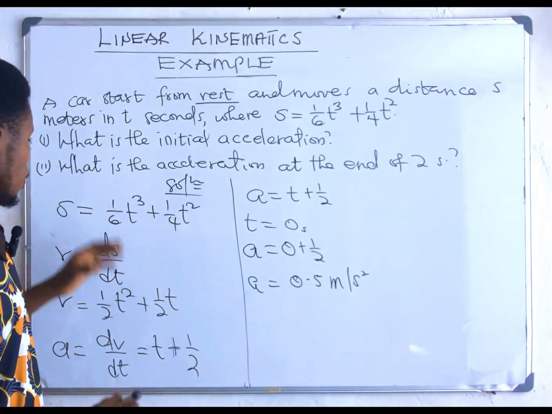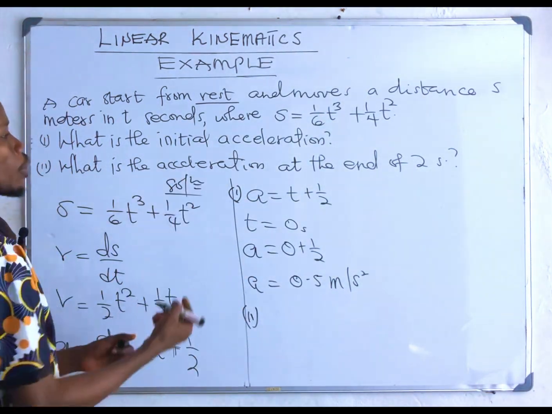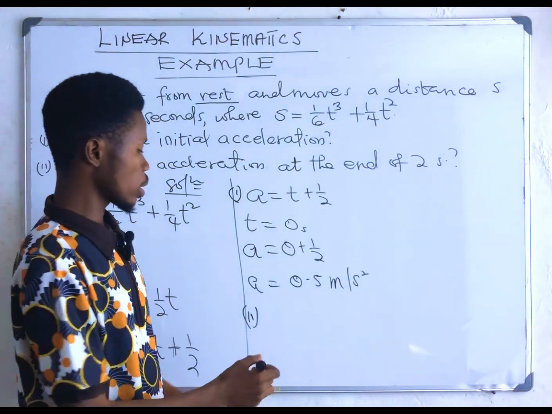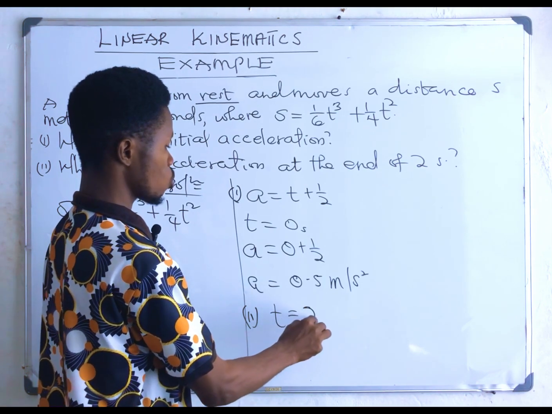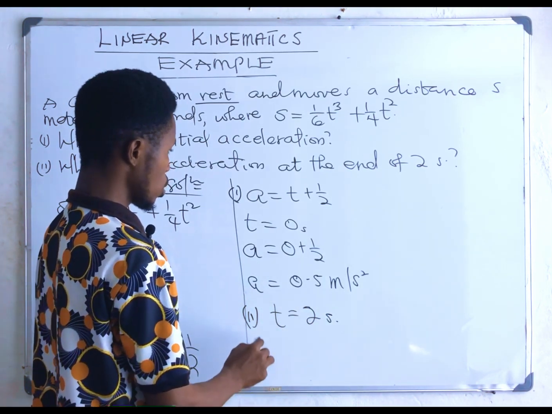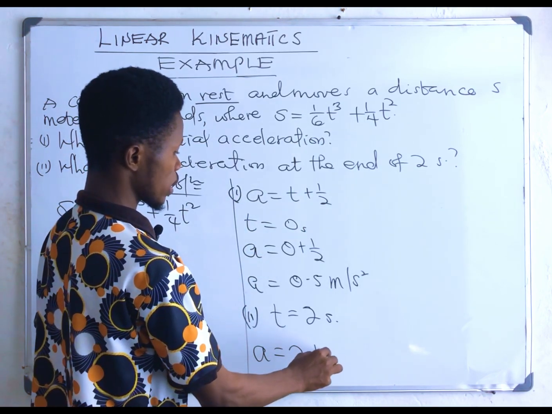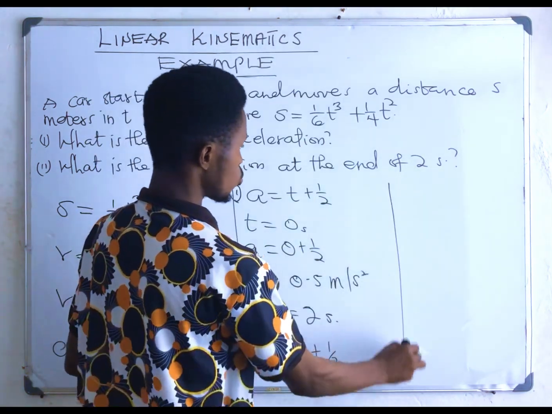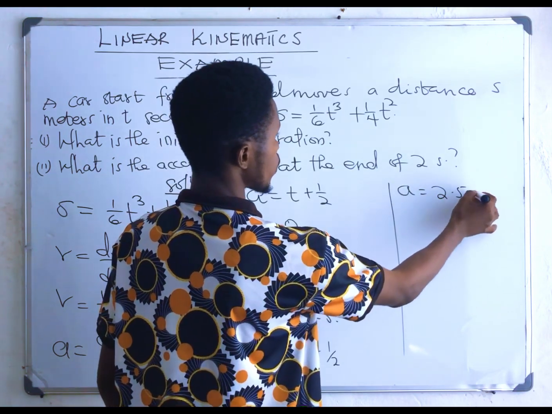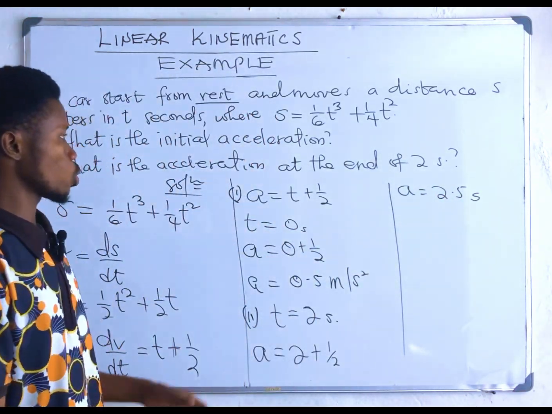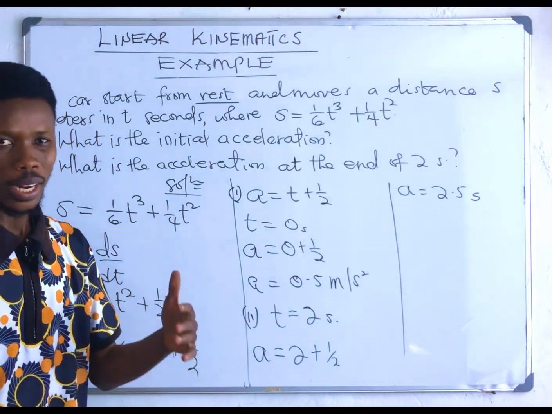That is part one. What is the acceleration at the end of 2 seconds? So at the end of 2 seconds, that means the time is given as what? 2 seconds. Okay. So when I come there, acceleration is equal to t, which is now 2, plus half. So 2 plus half is the same as 2.5 meters per second squared. Is that okay? So this is a simple way of solving this question. Thank you very much. Let's move to another example.